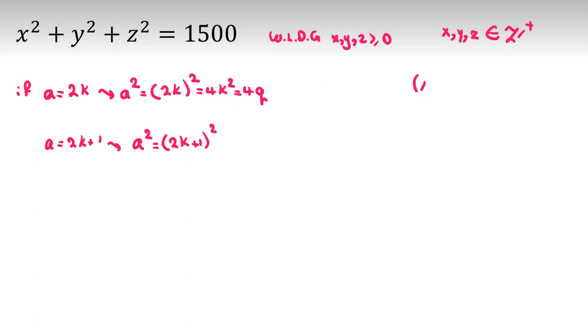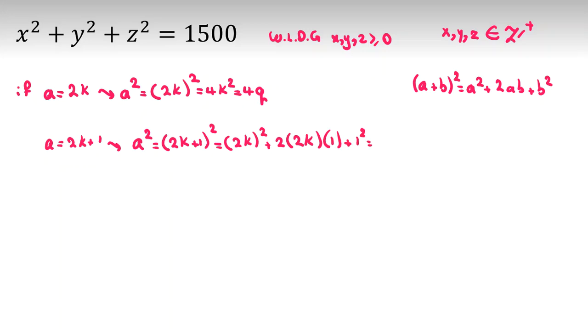Now, to expand it, use the identity a plus b squared equals a squared plus 2ab plus b squared. So it is 2k squared plus 2 times 2k times 1 plus 1 squared. If you simplify, it will be 4k squared plus 4k plus 1. If we factor out 4, it is 4 times k squared plus k, plus 1. So we conclude the remainder of a perfect square when divided by 4 is 0 or 1.